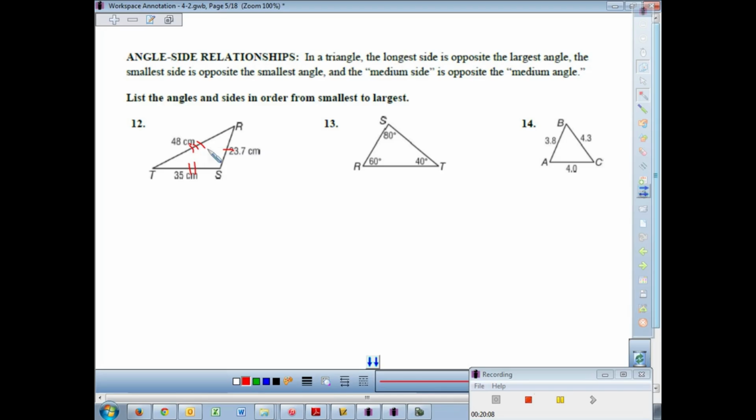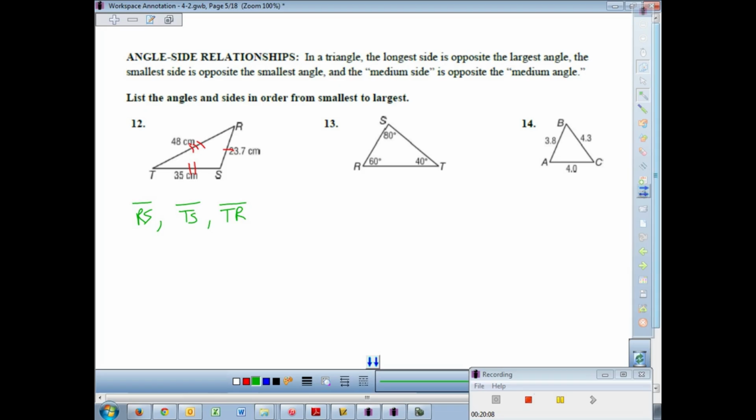Short, medium, long. So it says list the angles and sides in order from largest to smallest. We can list the sides right away. Which one's the shortest side? If I put RS, is that what you want? Segment RS. Medium guy? Segment TS. Could you call it segment ST? And the long guy, segment TR. Right? There's all our sides. That was pretty obvious, shortest to longest.